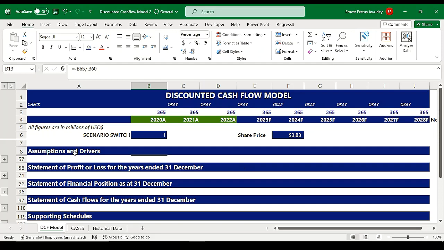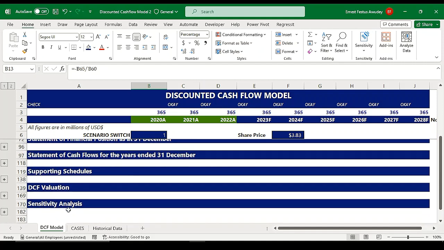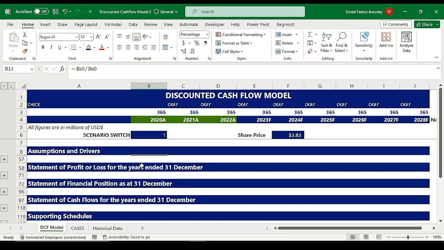As you can see, we have assumptions and drivers. We have statements of profit or loss, statements of financial position, also known as the balance sheet. The statement of profit or loss is also known as the income statement. We have the statement of cash flows or the cash flow statements. Then we have supporting schedules, and we have the DCF valuation model tab, and finally we have the sensitivity analysis section. So this is a very dynamic, let me say comprehensive financial model as we have here.